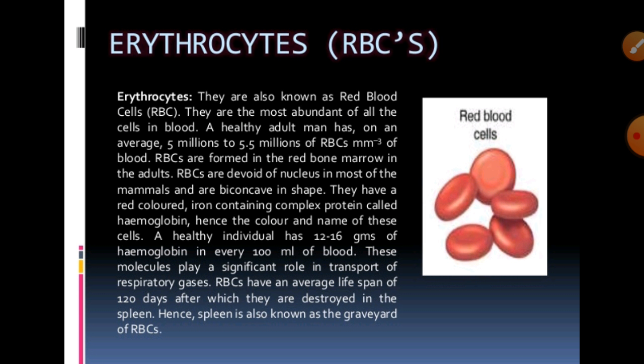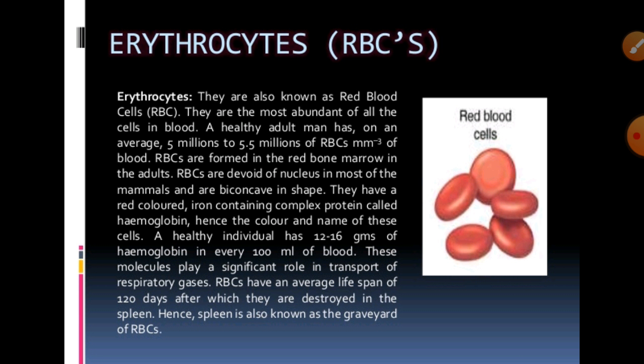If we talk about the numbers, generally in a man the average number of RBCs is about 5 to 5.5 million per cubic millimeter of blood, and especially in females it is 4 to 4.5 million per cubic millimeter of blood.